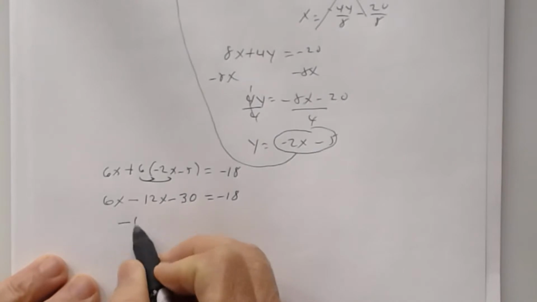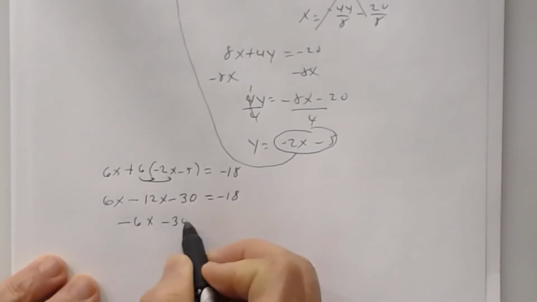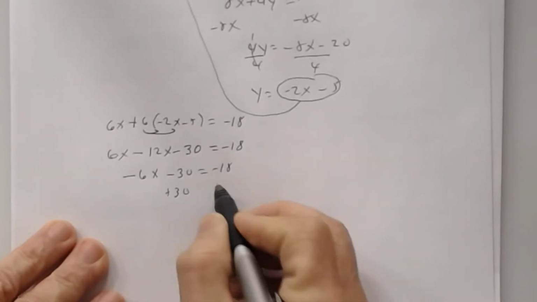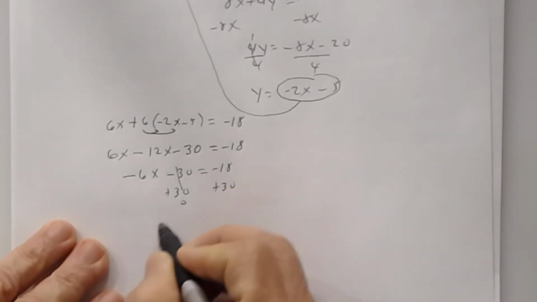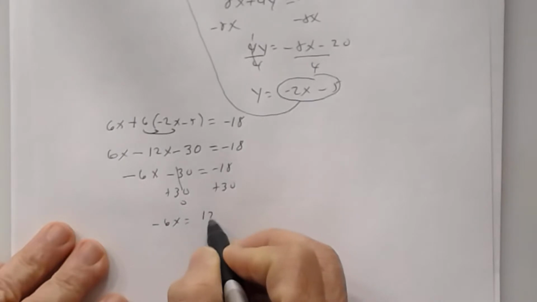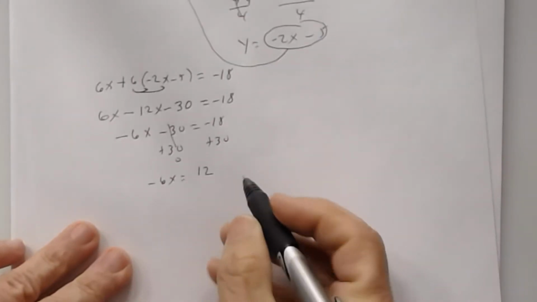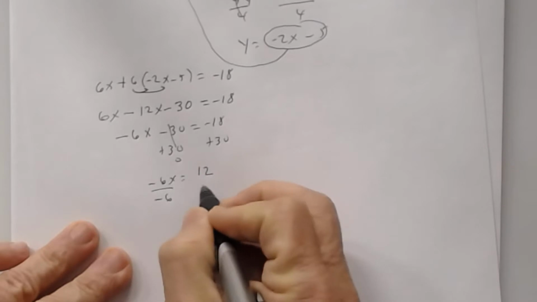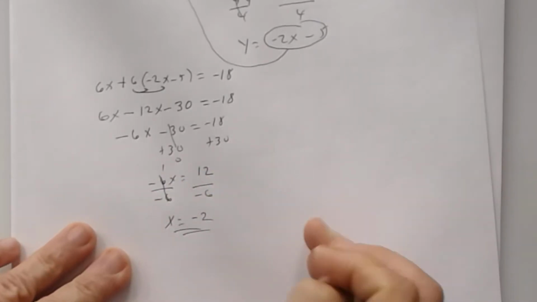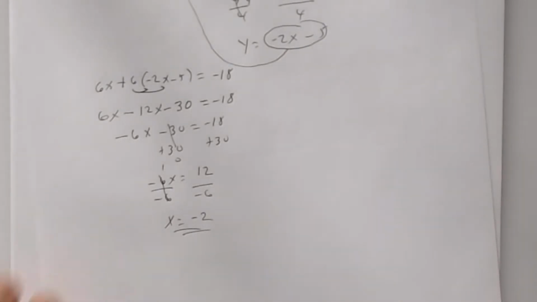So that's what? Negative 6x minus 30 equals negative 18. Next step. All right, combine like terms. I get negative 6x equals, what's that, 12? And then finally do what? Divide both sides by negative 6, and you get x to be negative 2. Right, so you found the x coordinate of my solution.